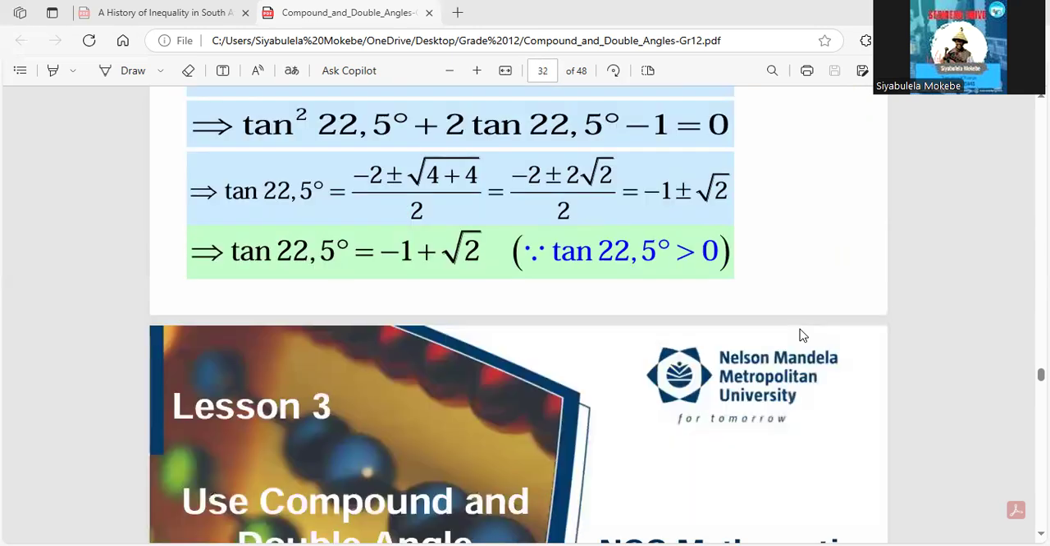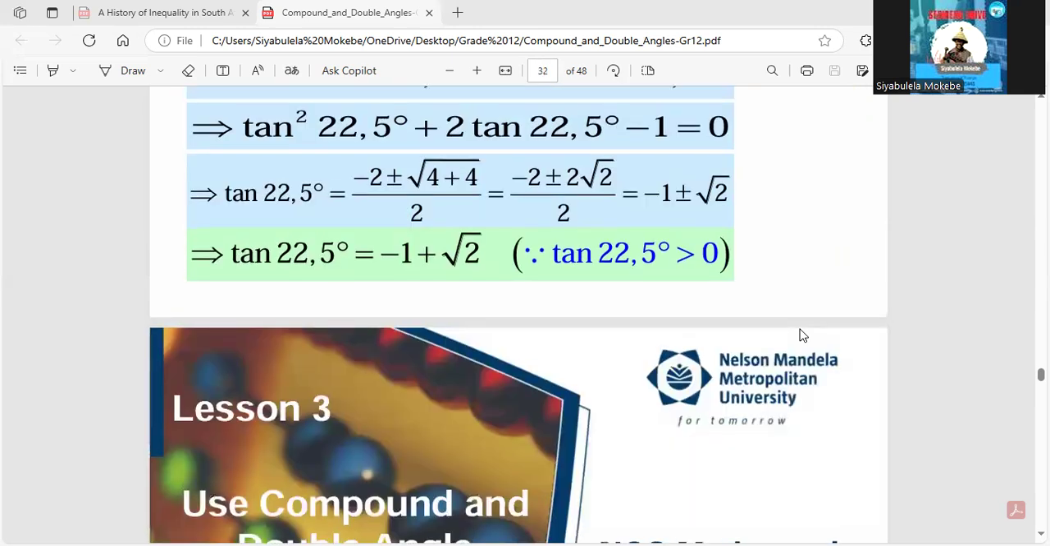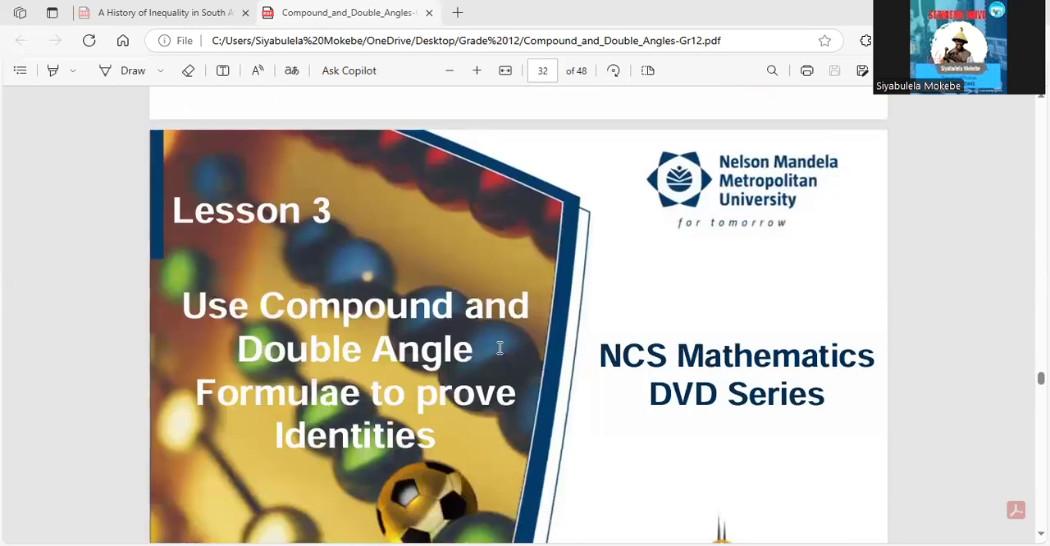So with that being said, thank you so much, folks. In the next lesson, we're going to use compound and double angle formulae to prove some identities. Thank you.